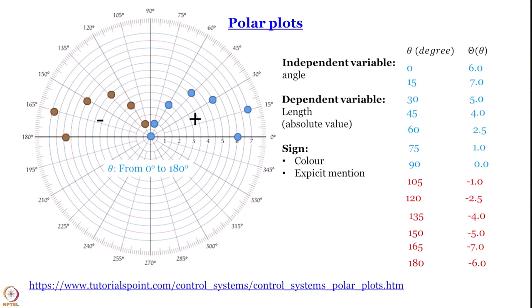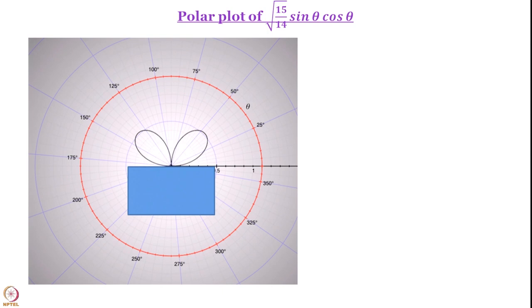Now, let us go ahead and let us see examples of polar plots of actual spherical harmonics in theta. You might remember that this was one of the wave functions, root over 15 by 4 pi sin theta cos theta. Okay? And what I show you here is the polar plot of this function. I have made this diagram ugly by putting this rectangle explicitly just to highlight the fact that there is no theta beyond 180 degrees. So, you should not draw anything here.